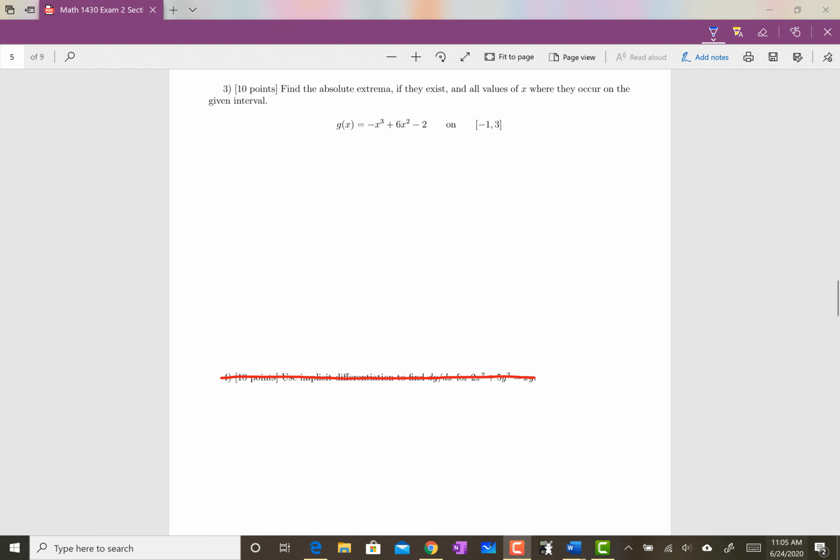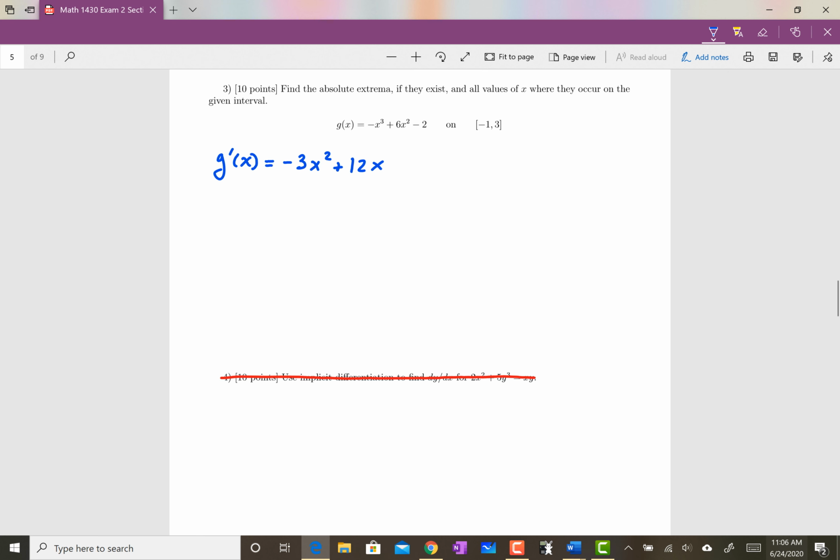Once we have those critical numbers, we're going to use them along with the endpoints of our interval to determine what is the highest value for our function on the interval and what is the lowest value of our function on the interval. So, to get started, we do need our derivative. Our derivative of g of x uses just the power rule. We're going to get negative 3x squared plus 12x.